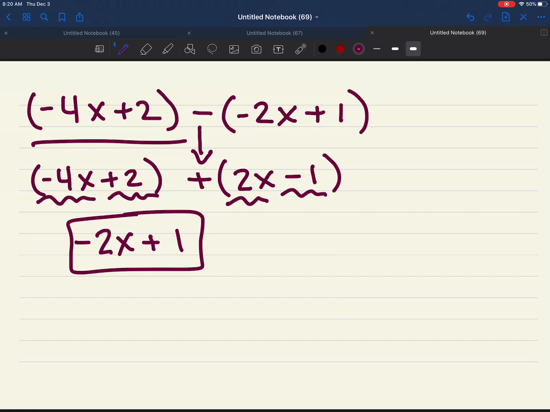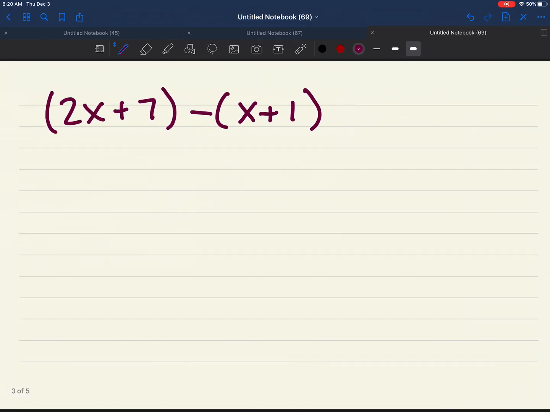Okay, so we're changing to addition. Everything after that sign, you just change the sign. Will you ever change anything about the first set of parentheses? Will you ever change anything on that first set of parentheses? No. Okay. All right.